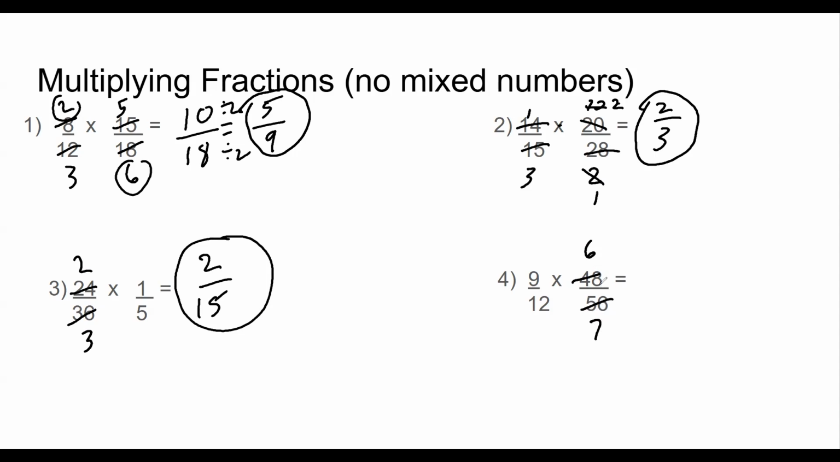All right, now what about, let's see, 6 and 12 I'm going to do. 6 goes into 6 once. 6 goes into 12 2 times. All right, let's see. I can't do anything else. I'm just going to multiply. 9 times 1 is 9. 2 times 7 is 14. And there I have it.